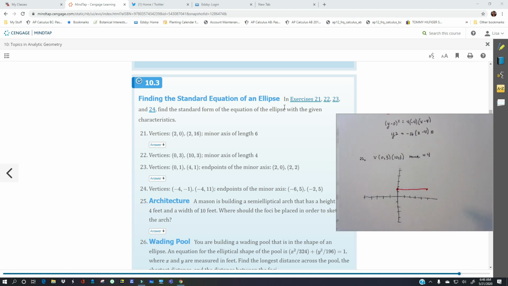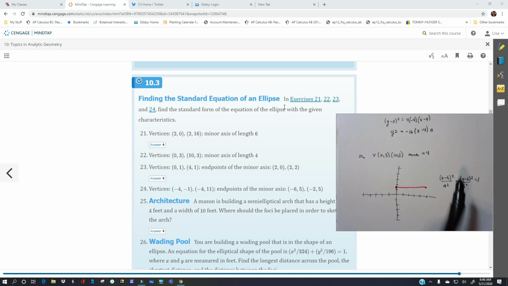So I've got a horizontal major axis. And what that means is that my formula is going to be (x minus h) quantity squared over a squared plus (y minus k) squared over b squared equals 1. I know what my vertices are. I know the length of my minor axis. By the way, I need the center in order to plug in for h and k.